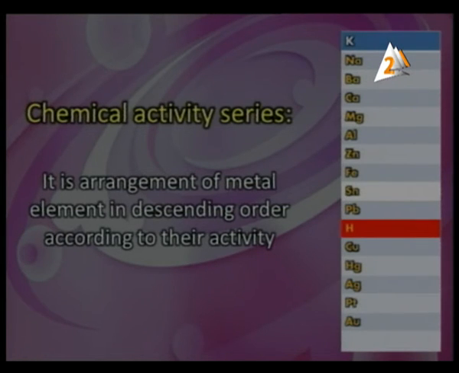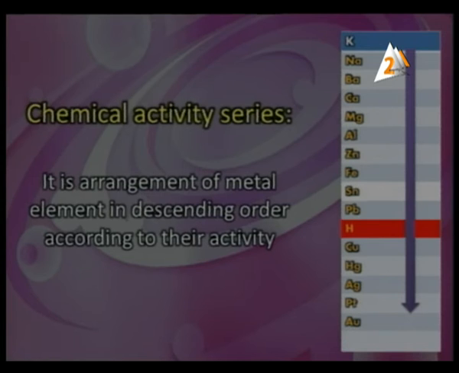K, Na, Ba, Mg, Al, Zn, Fe, Sn, Pb, H, Cu, Hg, Ag, Pt, Au. These different elements are arranged from top to bottom. It means the most active one is potassium. So potassium can replace sodium, sodium can replace barium, barium can replace calcium, and so on. It means the upper one can replace the lower one.